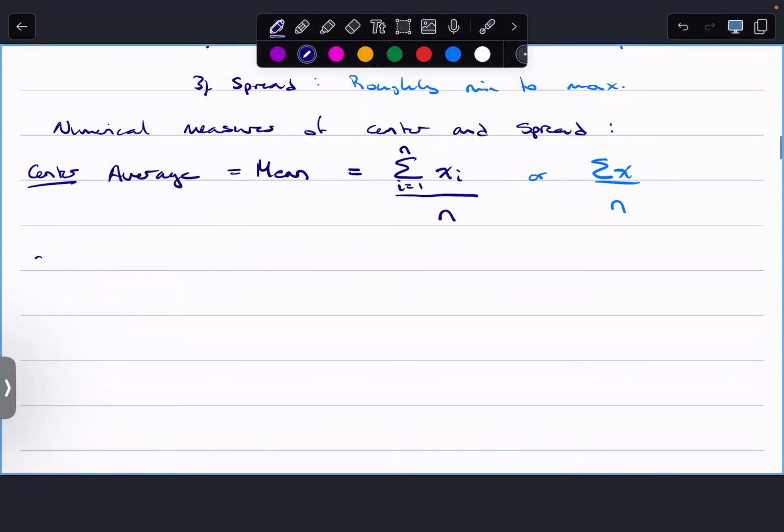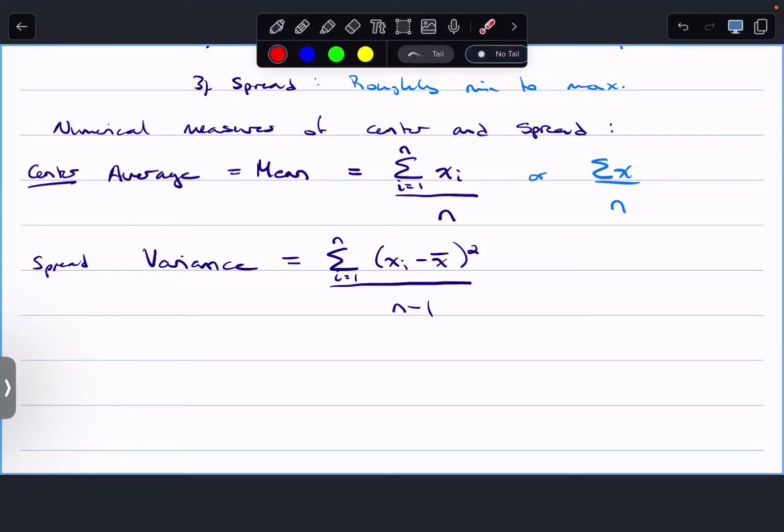For the spread, we started with the variance. Now the formula for the variance, you might not recall. It's the sum from i equals 1 to n of (xi minus x bar) squared, divided by n minus 1. We broke down this formula, right?